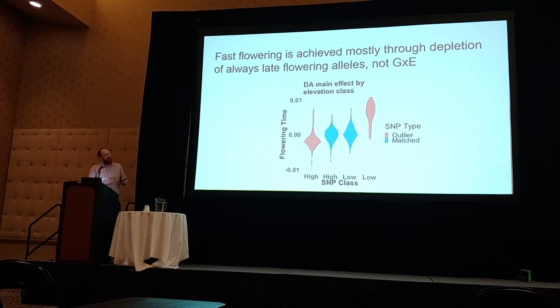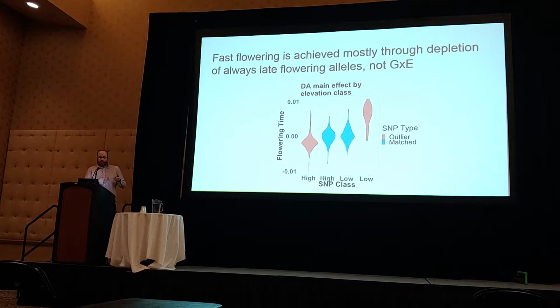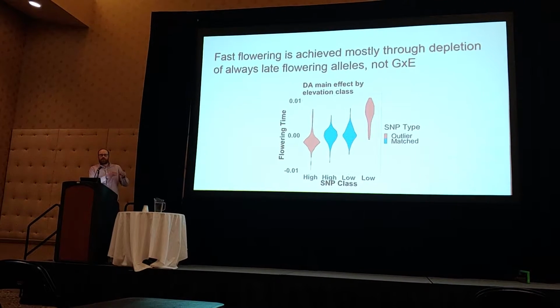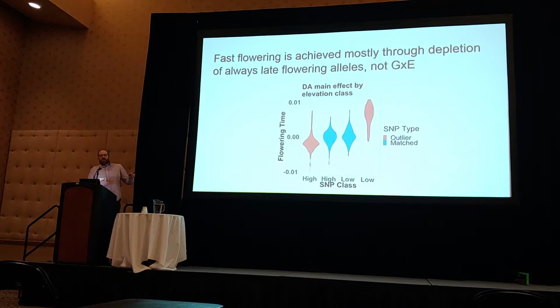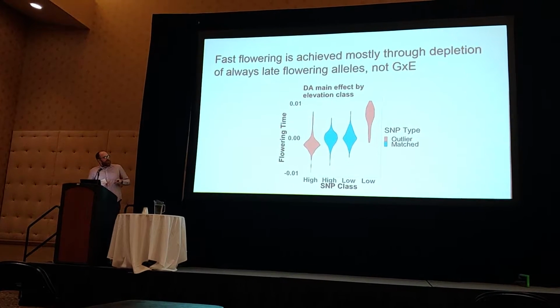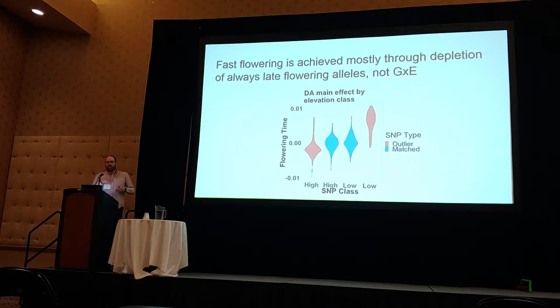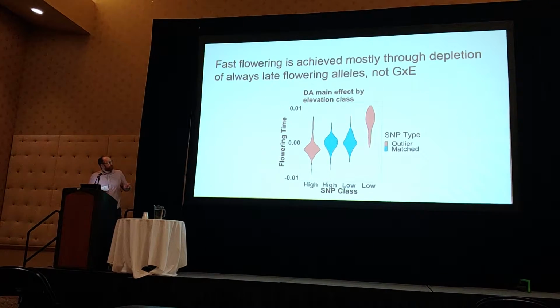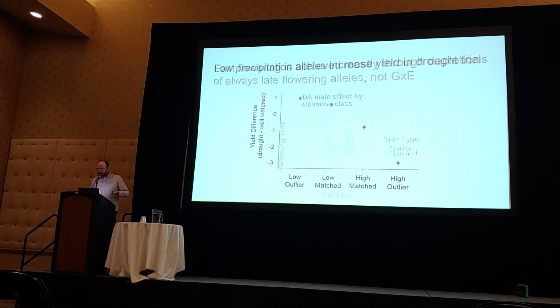And it actually doesn't seem to be as much that highland alleles are really fast or that there are lots of really fast alleles. It tends to be that there are lots of slow alleles in the lowlands, and they just don't ever make it into the highlands. They're selected against, they just stay down in the lowlands. And so that was a really neat result for us there.